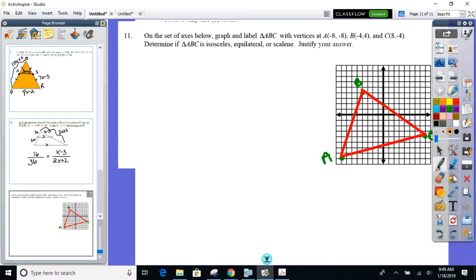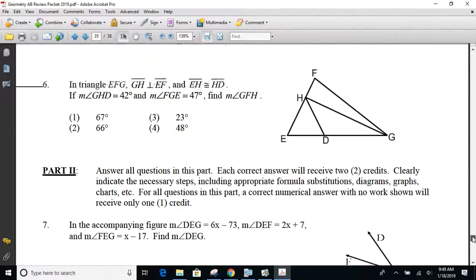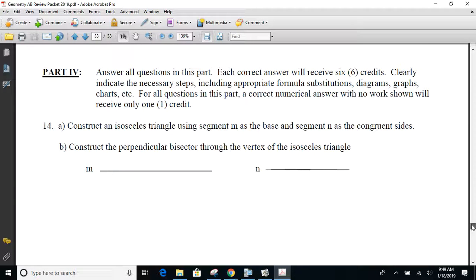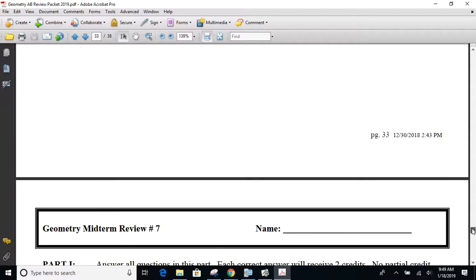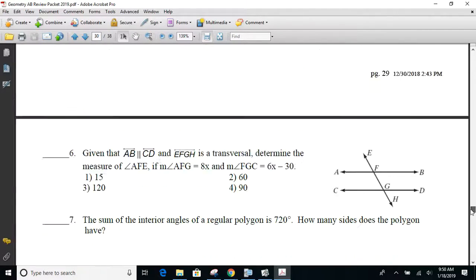Anything else on the review? Also, you have the extra review too. Can't say enough about that. I was just looking through when Billy asked that question because we just went over the constructions. There was one you're not going to have to do. Don't worry about 14, midterm review 6, number 14. We're not going to have you construct triangles, so don't worry about it. Yes, Emma. Midterm review number 4, number 6.